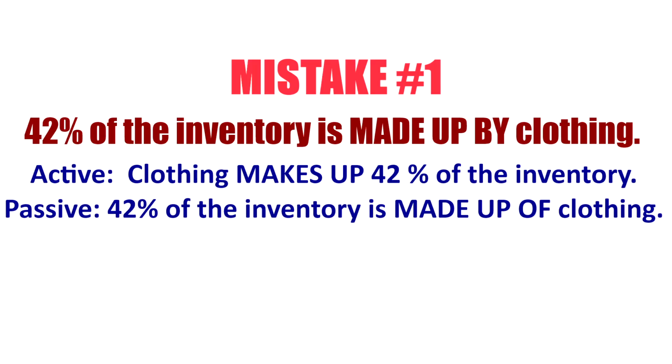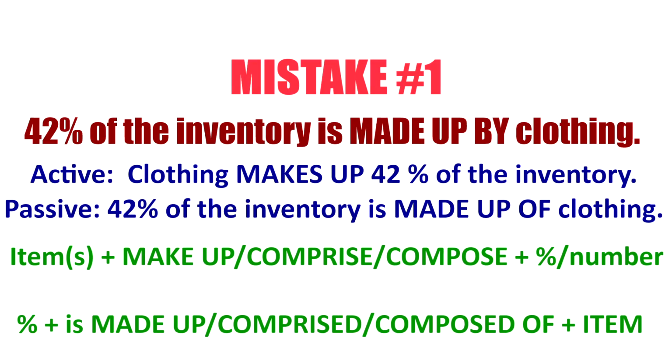Let's get started. This mistake: 42% of the inventory is made up by clothing. Now, this is grammatically wrong. Before I explain this, let's look at a situation. Let's imagine that there is a store. And in this store, 42% of the inventory is clothing.